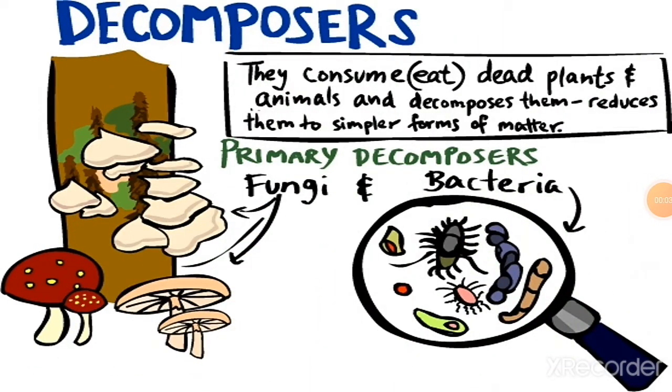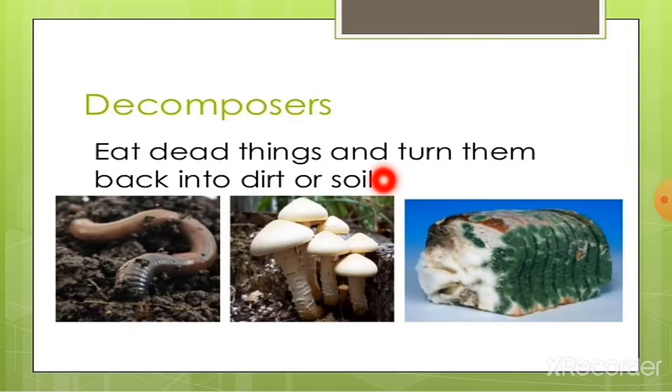Next, decomposers. Decomposers consume, which means eat, dead plants and animals and decompose them, reducing them to a simpler form of matter. Here, the primary decomposers are fungi and bacteria. So, decomposers eat dead things and turn them back into dirt or soil.